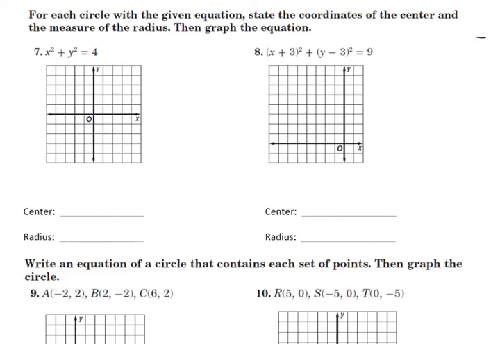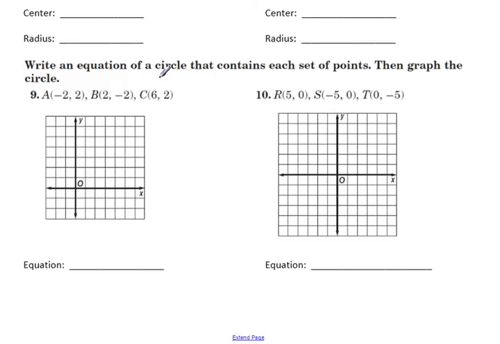Okay, number 9. It says write an equation of a circle that contains each set of points. So we're going to graph these sets of points, -2, 2, 2, -2, and 6, 2. And basically what we end up figuring out is that this is going to be one point to another point on the circle, and that's going to give us the radius.